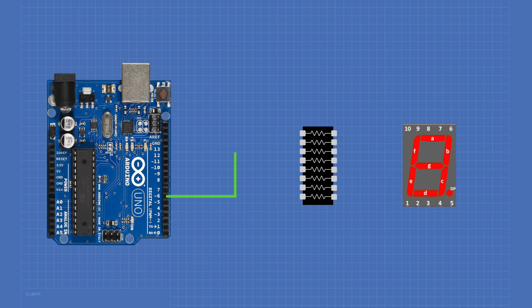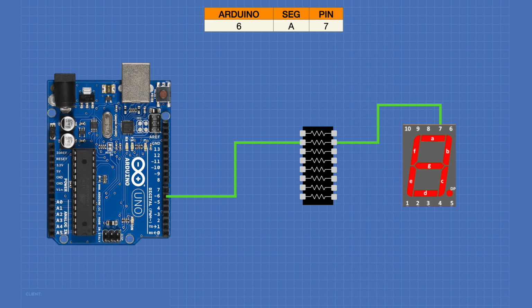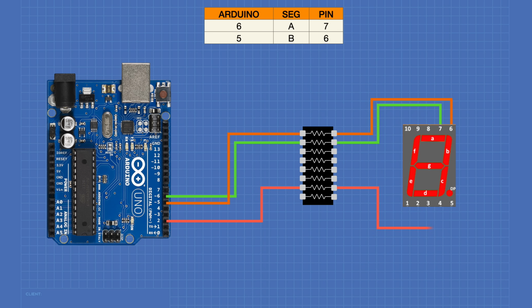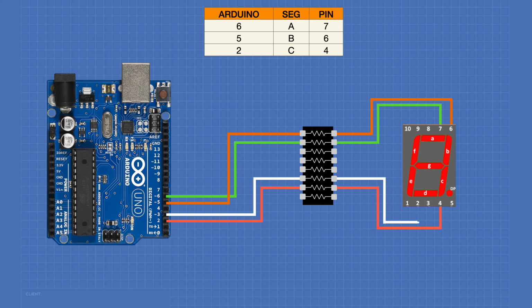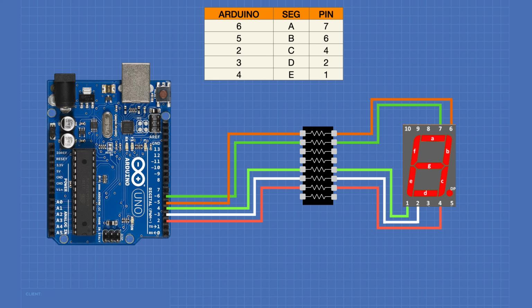We'll begin by connecting pin 6 of our Arduino through the dropping resistor to segment A of the LED. That's pin 7 on our LED. Pin 5 of the Arduino will be connected to segment B, which is pin 6. Pin 2 of the Arduino will go through the dropping resistor and then connect to segment C, which is pin 4. Pin 3 of the Arduino will connect through the dropping resistor to segment D, which is on pin 2. Arduino pin 4 will be connected through its dropping resistor to segment E on pin 1.